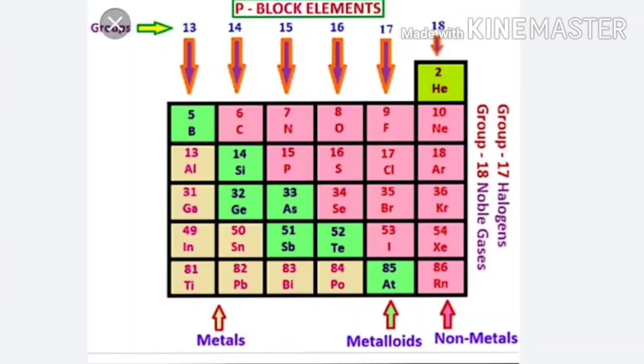Acidic nature: down the group, the acidic nature increases. Thermal stability: down the group, thermal stability decreases. Reducing property: down the group, reducing property increases, but H2O does not show reducing nature. Now, formation of halides. The halides are sulfur tetrafluoride and sulfur hexafluoride.